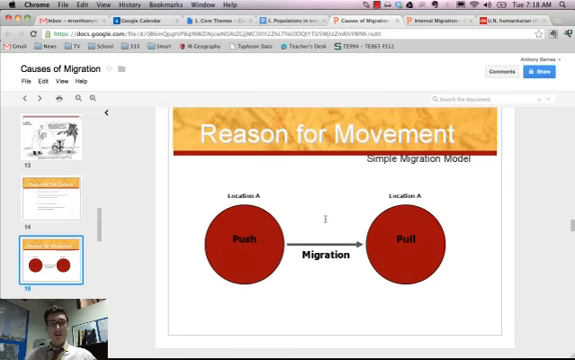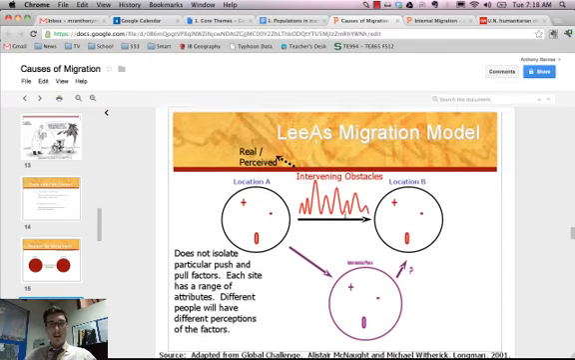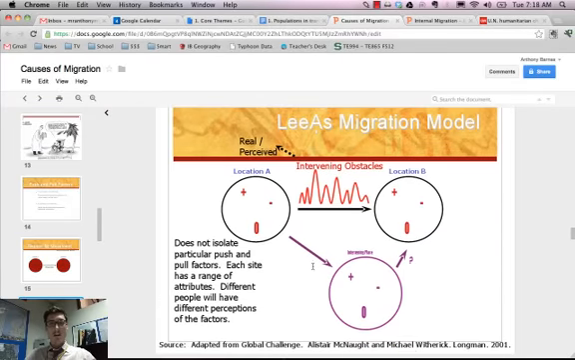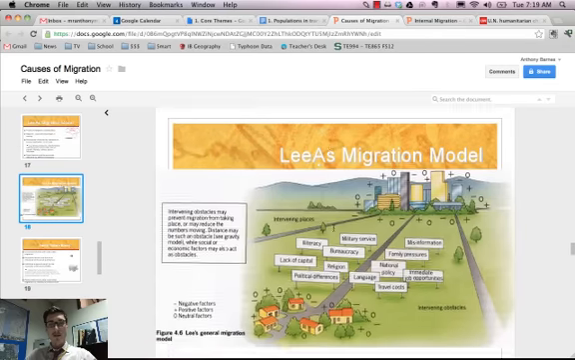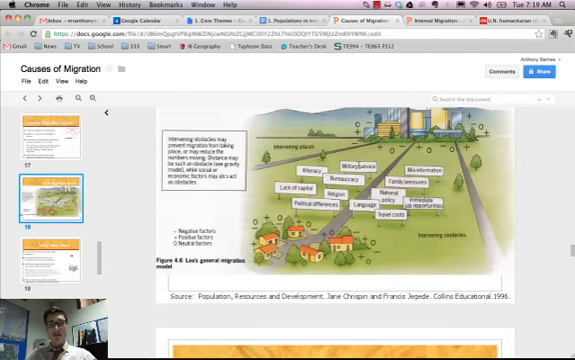So we have the simple migration model where there's a push factor from the country of origin. You migrate to the country of destination because of a pull factor. But we're going to get a little more complicated. This is Lee's migration model, and we talk about intervening obstacles where there are push-pull factors at both the country of origin and country of destination, and there are intervening obstacles that get in our way. So things like bureaucracy, military service, language, family pressure, national policy, that sort of thing.